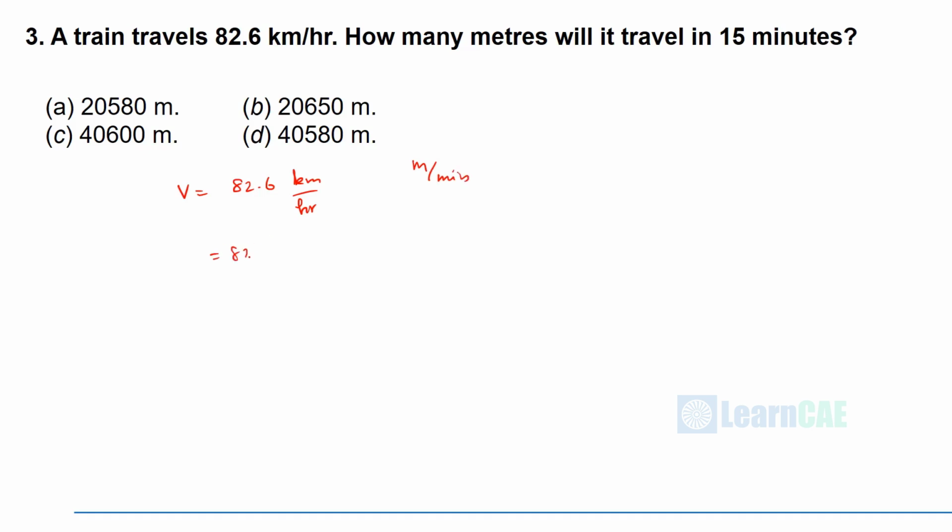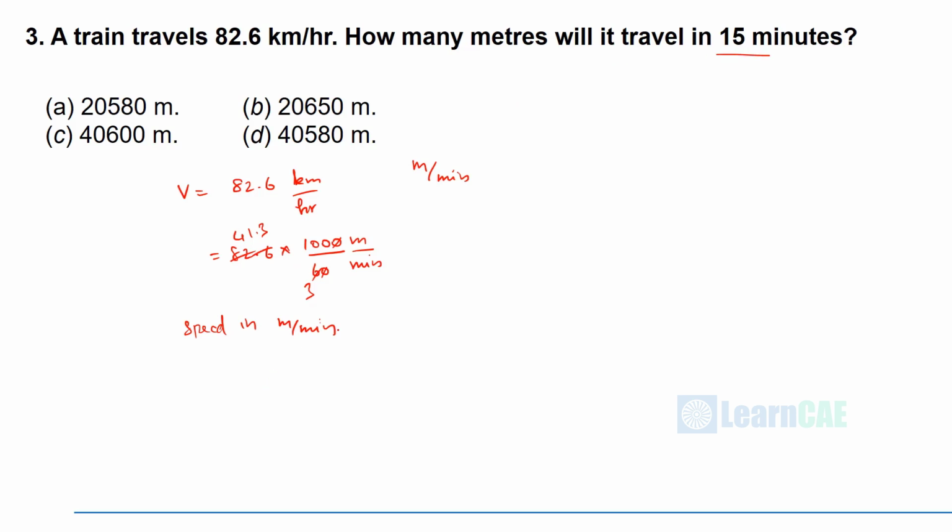Therefore, 82.6 into 1000 meter divided by 60 minute. We can cancel this. We can divide this. This will be 41.3 into 100 divided by 3. Okay, we will leave it as such. This is the speed in meter per minute. So they are asking the distance covered in 15 minutes.